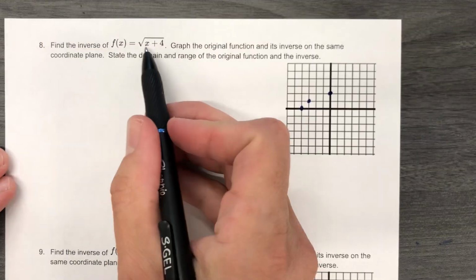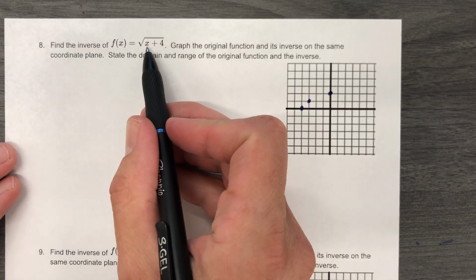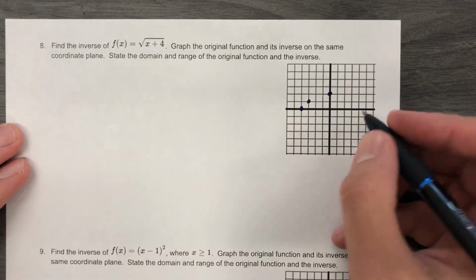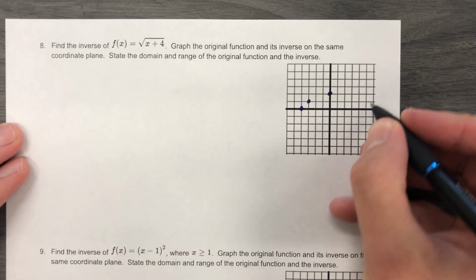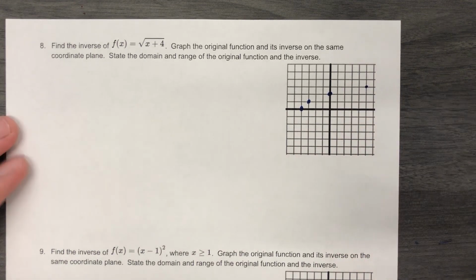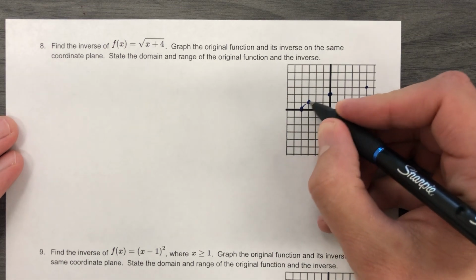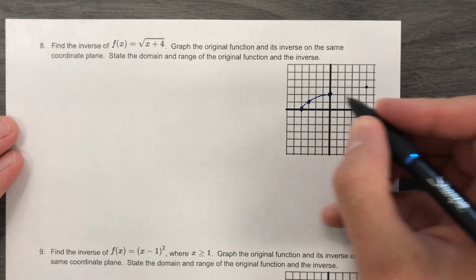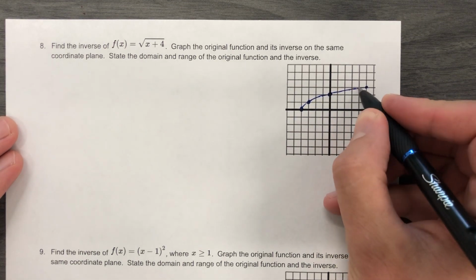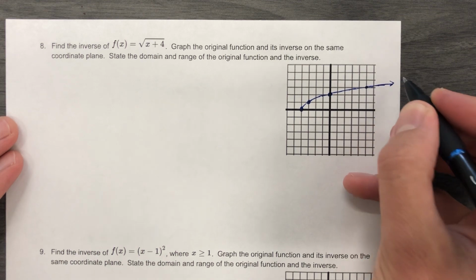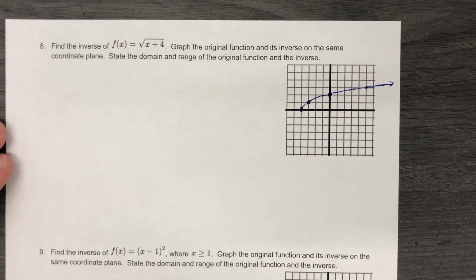If you plug in a 5, we're doing this strategically. If you plug in a 5, you'll have 5 plus 4, which is 9. The square root of 9, 1, 2, 3, 4, 5, is 3. So we're going to have a square root function. It starts here, and we're going to make this as neat as we possibly can. That is probably the best square root function I have ever freehanded. There we go. Wonderful, wonderful.